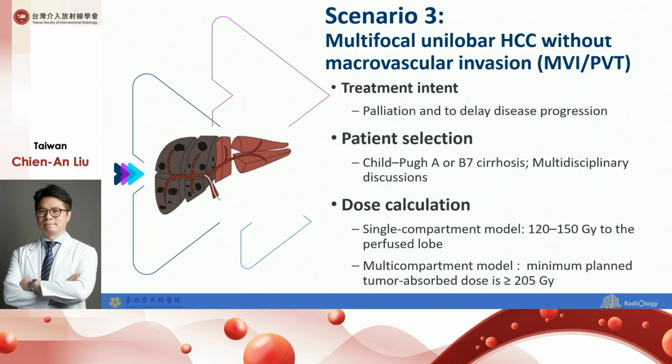It is a multifocal unilobar HCC. I think the intent in this kind of patient is palliation to delay the disease progression rather than curative intent. So actually, you don't need to give a very high dose. For the dose calculation, you can use the single compartment or multi-compartment models. For the single compartment model, similarly, it is 120 to 150 gray to all the perfused lobe. For the multi-compartment model, you can target more than 205 gray to the tumors.